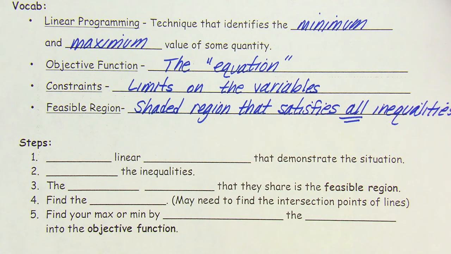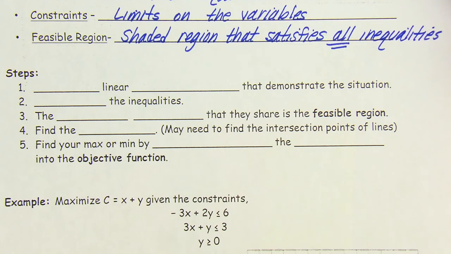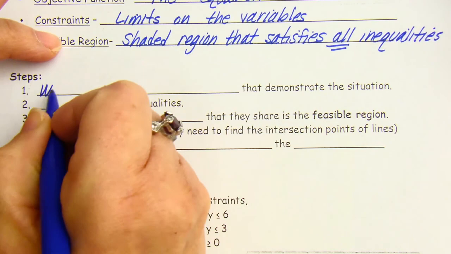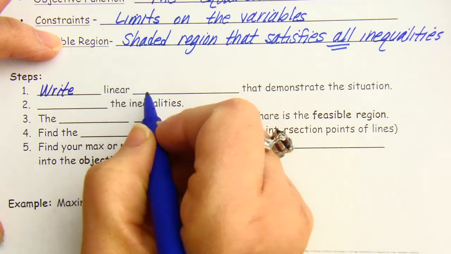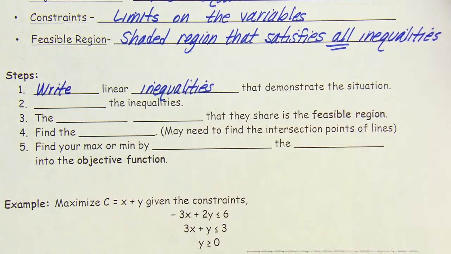Okay, that's what's feasible. So what are our steps to doing linear programming? Well, the be-all end-all here is we are going to be graphing inequalities. The thing that you might not be used to as we go on with this is actually writing the inequalities that represent the conditions that are represented in the application problem. The first example gives us everything. And then you will see when we do the second example, we have to come up with the equations. So we have to write linear inequalities that demonstrate the situation.